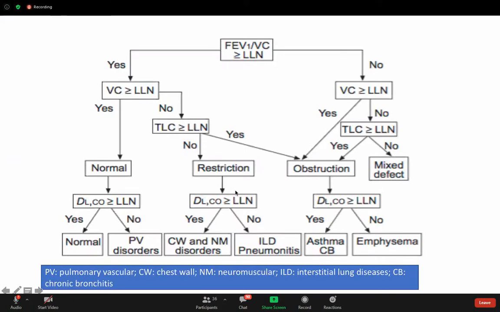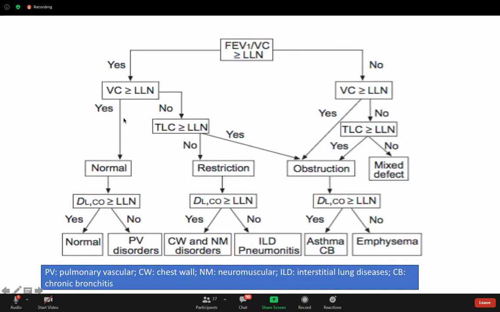There are two major types of restrictive lung disease that can be differentiated by the DLCO. Interstitial lung disease and pneumonitis usually also destroy the alveoli, so it's going to cause the DLCO to be low. Compare that to people with chest wall abnormality or neuromuscular disorder. Yes, they will have a restrictive lung, the lung is going to be distorted, but the gas exchange is going to be normal.